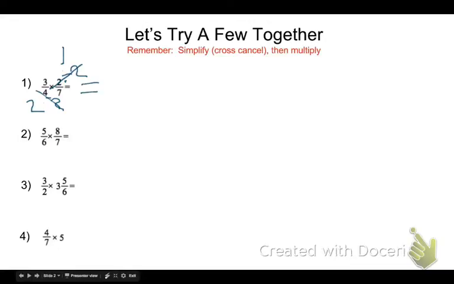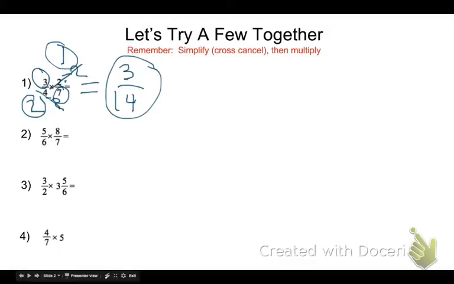Now I'm ready to multiply. I have 3 times 1, which is 3, and 2 times 7, which is 14. I always need to make sure that my answer is in simplest form. 3 over 14 is in simplest form. We're going to look at it the other way.